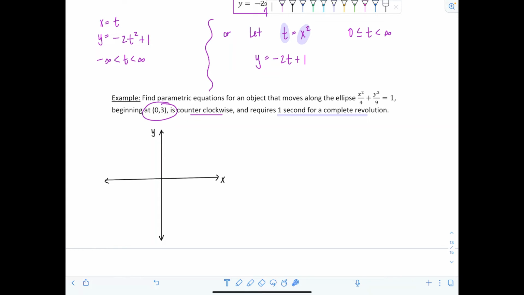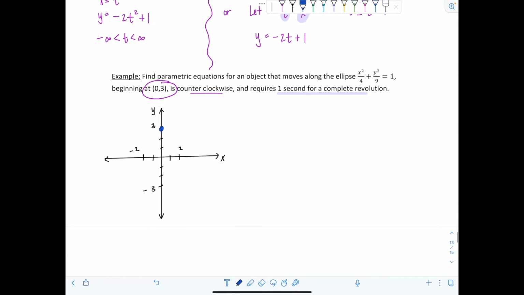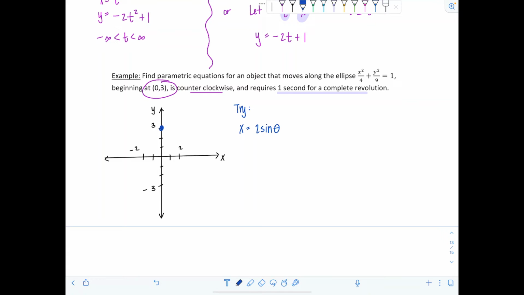Oh my goodness. Okay, so things are getting a little spicy. They want us to start here, and they want the graph to be traced out counterclockwise. So basically, you want x to be 0 first and y to be 3 first. So let's just take a guess. Try x equals 2 sine theta and y equals 3 cosine theta.